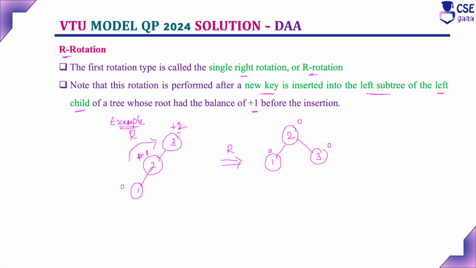So when will this unbalance occur? When you insert a new key into the left subtree of the left child. If you insert into the left subtree as a left child, this unbalance will occur.